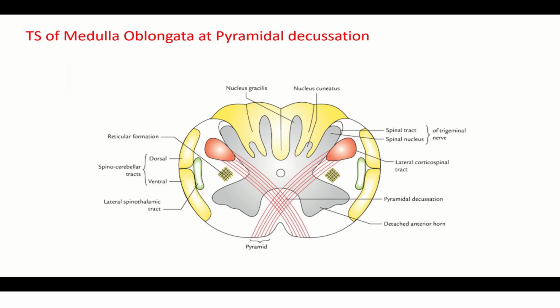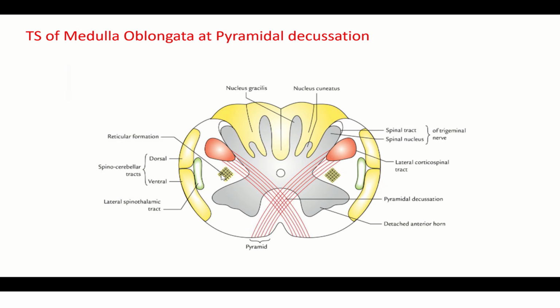As you see here, this entire area is the gray matter, and this lateral part will be the white matter. In this gray matter, you can see the nucleus gracilis, the nucleus cuneatus, and the spinal nucleus of the trigeminal nerve. This is the spinal tract overlying the spinal nucleus of the trigeminal nerve. You can see the corticospinal tracts decussating and going to the lateral aspect as they descend as the lateral corticospinal tract. When they decussate, they separate this anterior part of the gray matter. This detached anterior horn will form various important nuclei. I'll show you in the next slide.